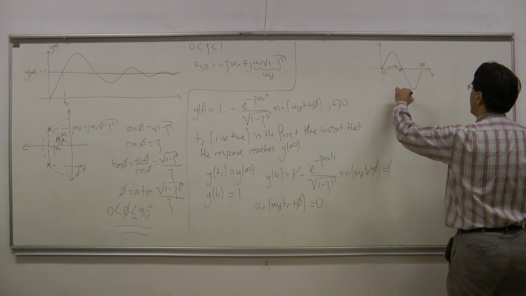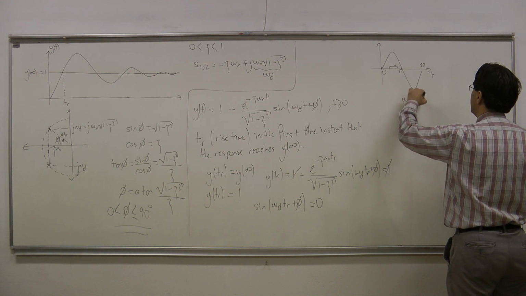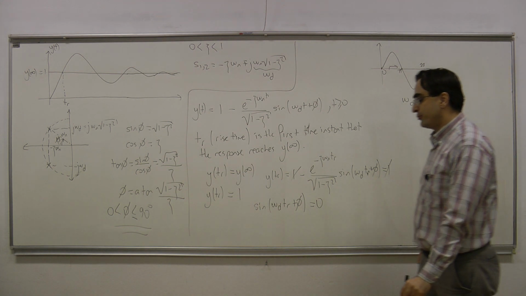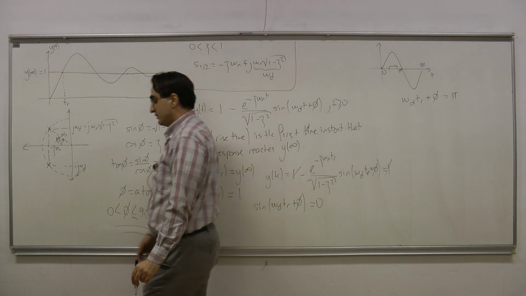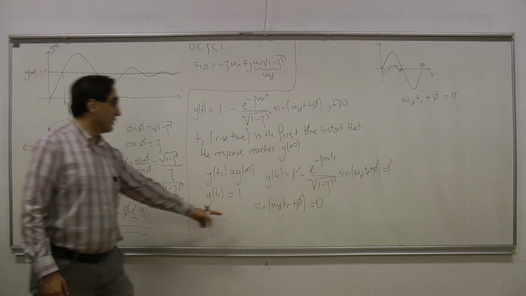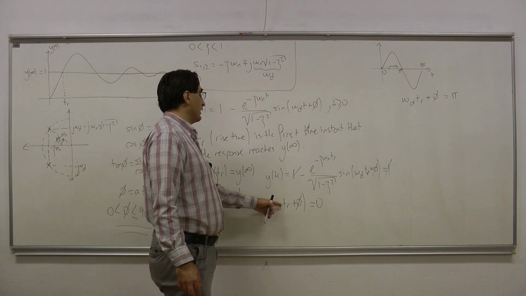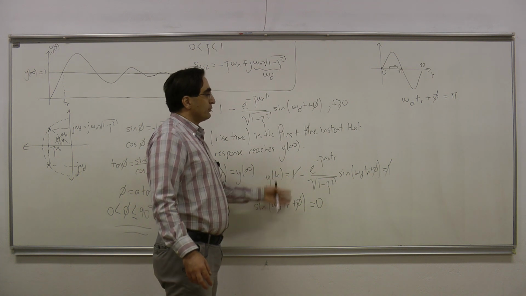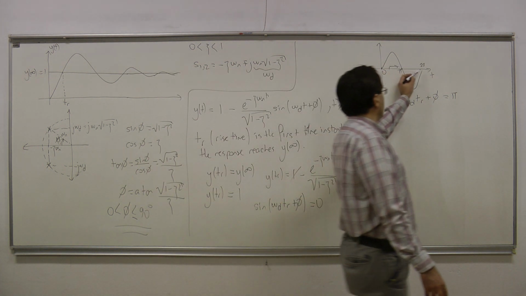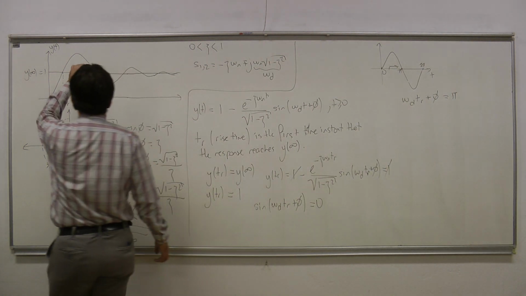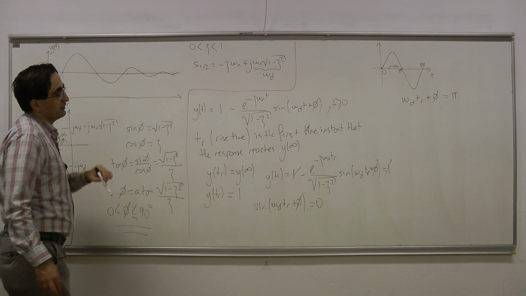So in order to solve for tr, I write this equation. This is the first time that the sine value is equal to 0. And you can see that if I continue increasing, I would get other 0 values as well, but they correspond to the other intersections in this response.